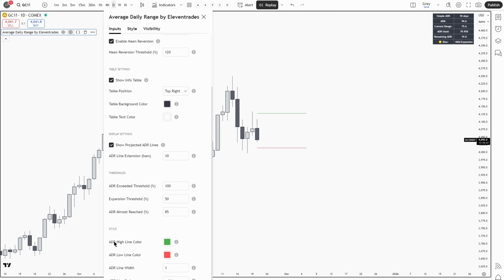Now these are the ADR line styles. The upper line will be shown as a bullish green and the lower line will be shown as red, and this is the width and style of these colors.